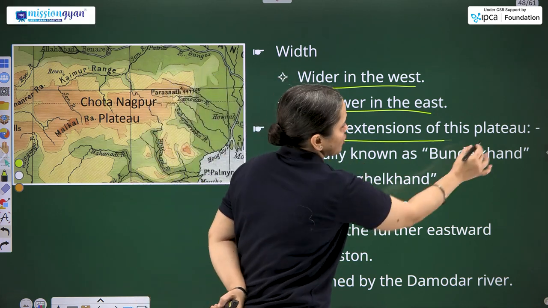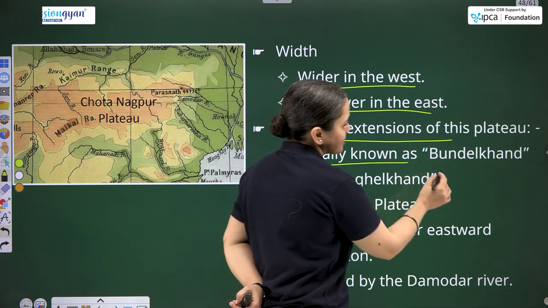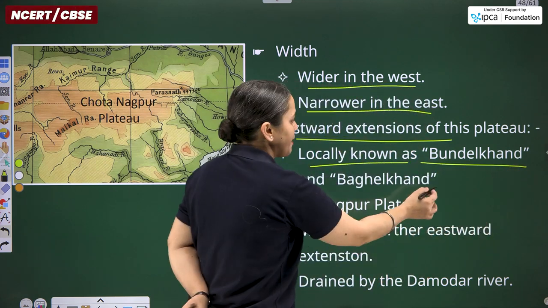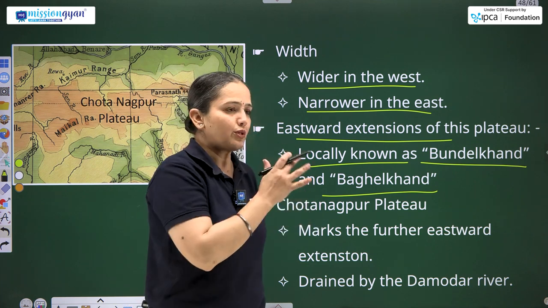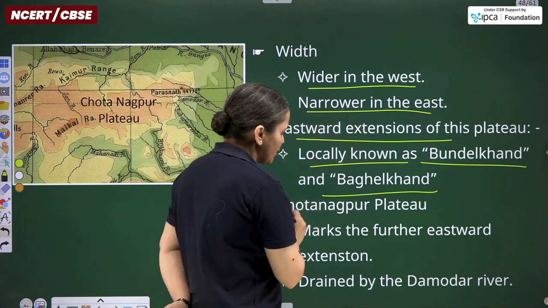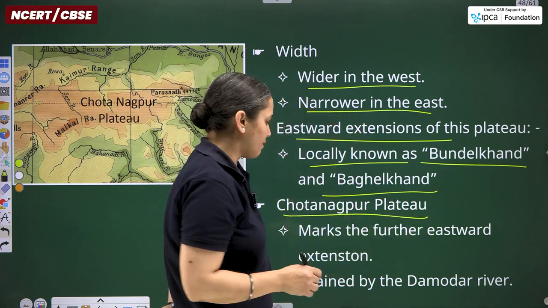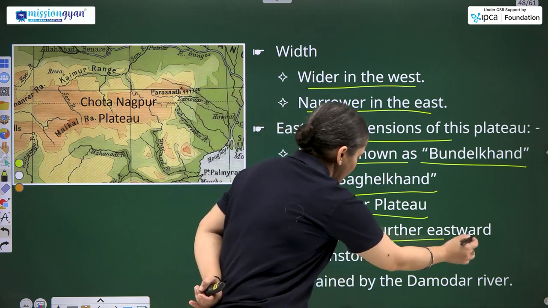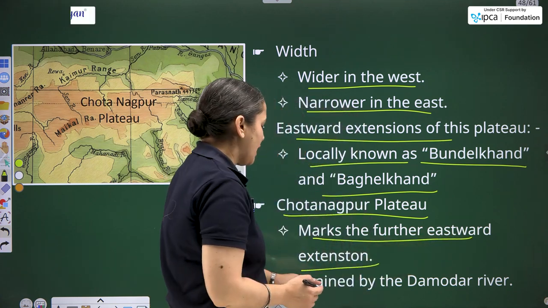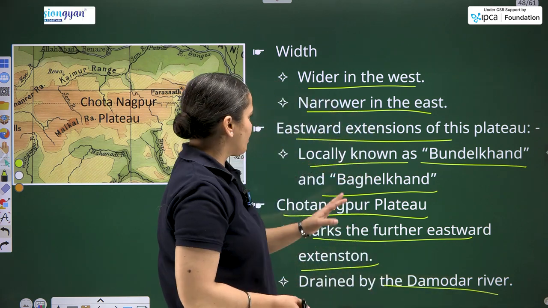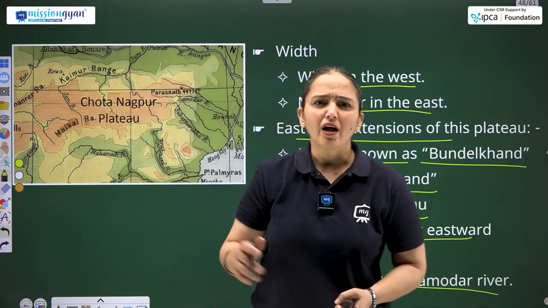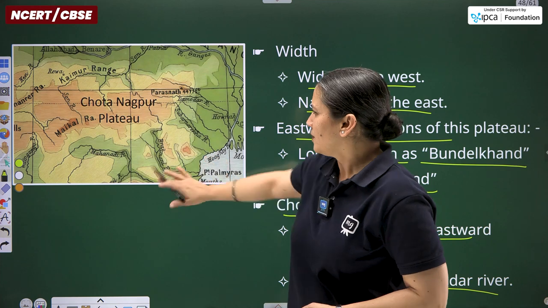So the eastward extension of this plateau is locally known as Bundelkhand and Baghelkhand, the ancient terms that were used prior to this. The Chota Nagpur Plateau, the third one I was talking about, marks the further eastward extension and is drained by the Damodar river. I hope this image is going to help you.